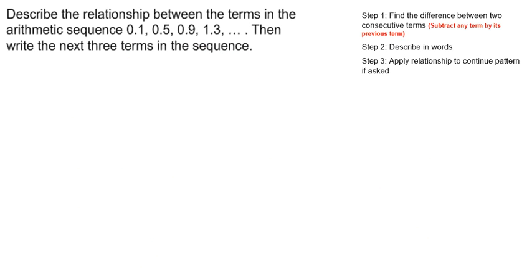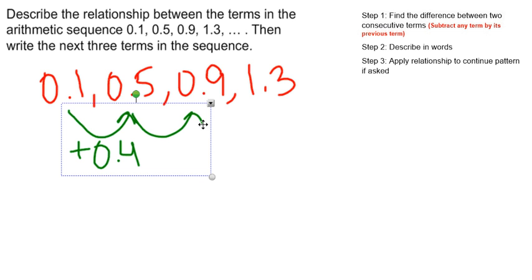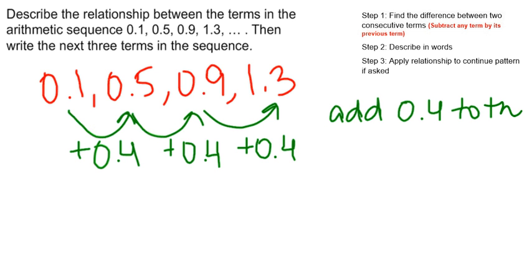All right, here's my last one. This one, we're going to start talking about 0.1, 0.5, 0.9, and then 1.3. Again, all we're going to do is subtract each term from the one after it. So 0.5 minus 0.1 is plus 0.4. Same thing here, 0.9 minus 0.5 is plus 0.4. And in the last one, it's also plus 0.4. So our relationship is going to be add 0.4 to the previous term.